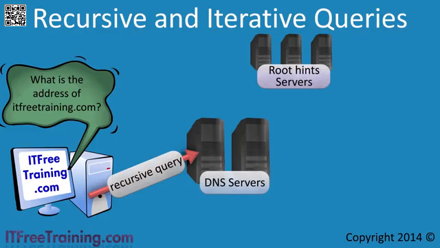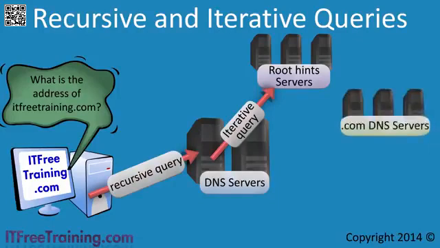You can see that caching is used in every step of the DNS process in order to reduce the number of DNS queries that need to be resolved. This request is different from the first request in that it is an iterative query. An iterative query works like this. If the DNS server does not know the answer, but has information that may help resolve the query, it will respond back with this information. In this case, the root hints server does not know how to resolve the address itfreetraining.com, but what it does know is the address of a .com DNS server that may be able to help find the answer.